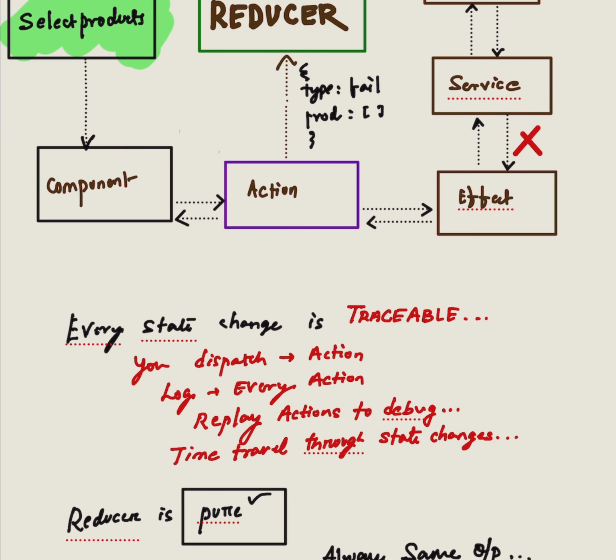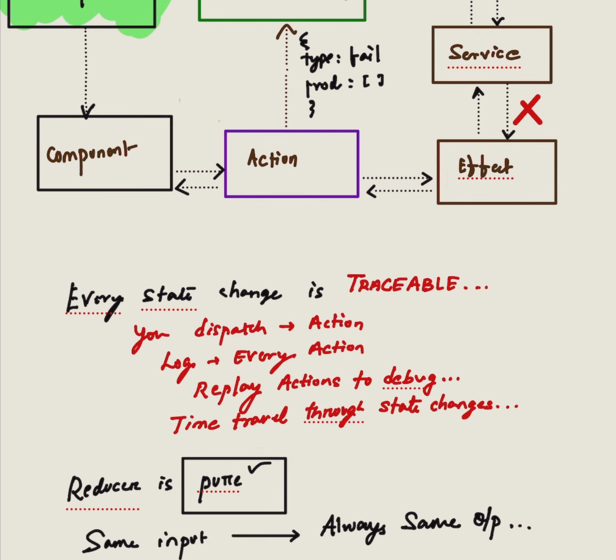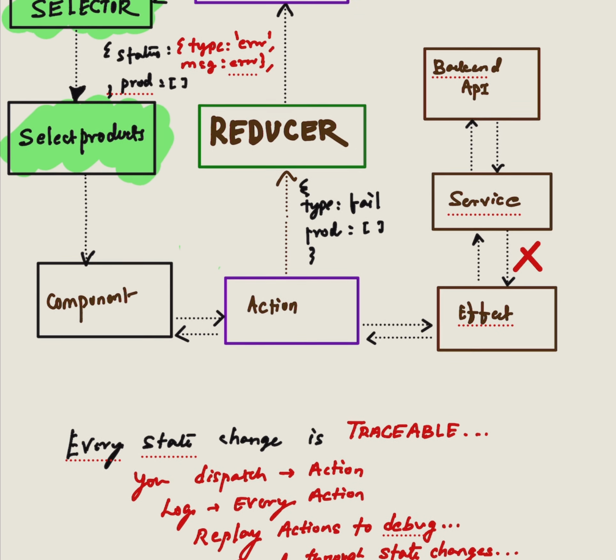Okay. So every state change is traceable. You dispatch an action, you log every action, you can replay actions to debug, time travel through state changes. So the reducer is pure. Pure means if you give the same input, you always get the same output. So this is the ngrx redux pattern.